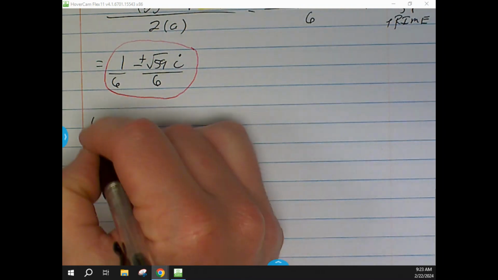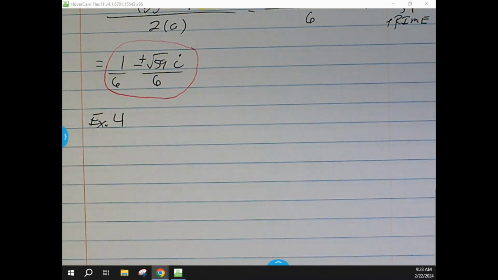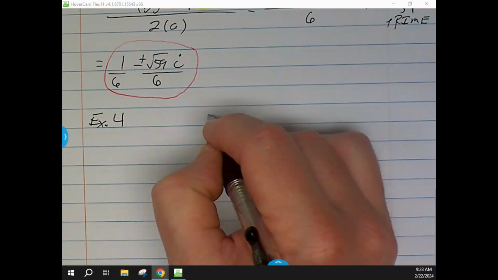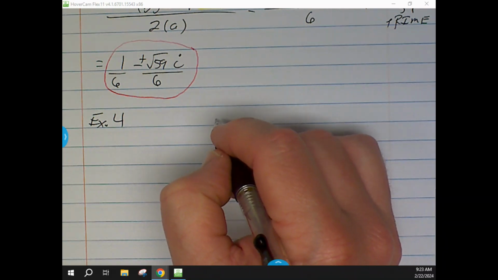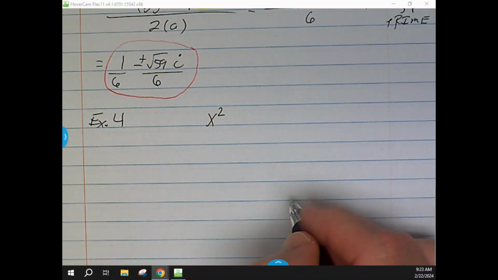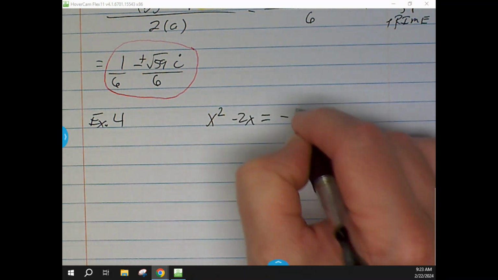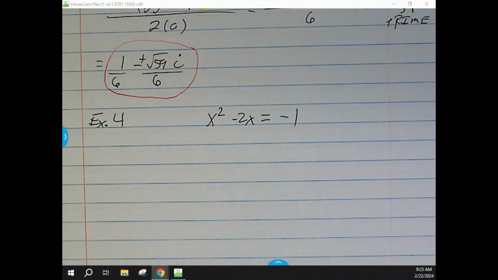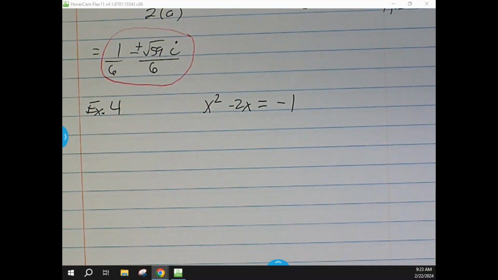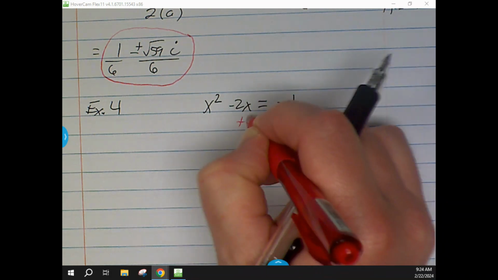All right, one last one here. So let's go x squared minus 2x equals negative 1. Okay, so again, it's got to equal 0. So very first thing is we'll add the 1 to both sides.